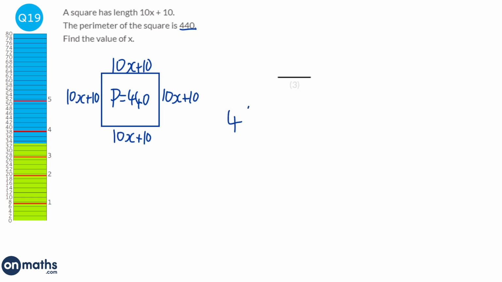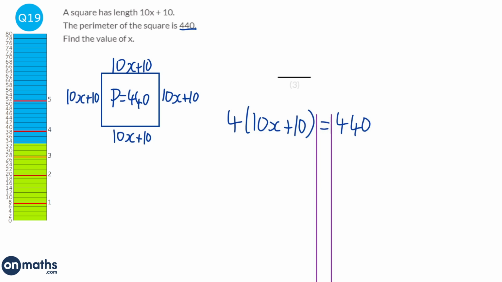So we're going to do 4 times 10x plus 10. But we also know that that is going to be 440 because we're told in the question that the perimeter is 440. So put our lines in because we're going to solve, and we're just going to start by expanding the brackets, so that'll be 40x plus 40 equals 440.